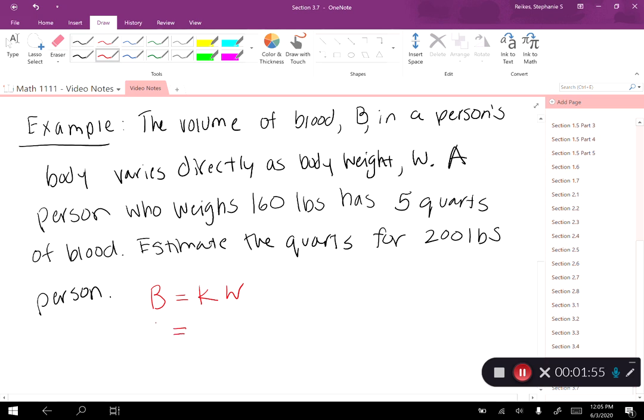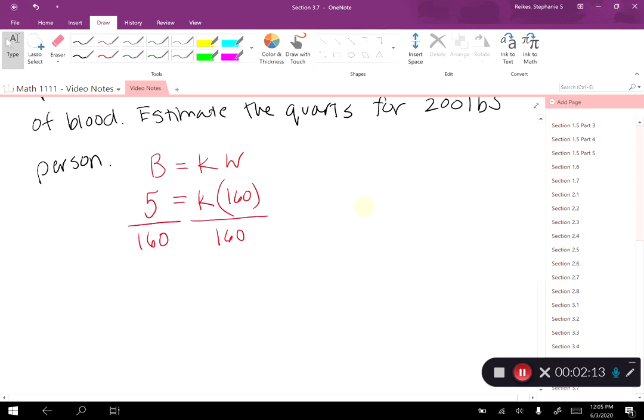So plugging in our values, 5 for blood and 160 for the weight W. And right now we're missing K, our constant. So that is what we're going to solve for first. Divide both sides by 160. I didn't pick out the nicest number, so we may have to cheat a bit with the calculator on this problem. And K is roughly 0.03125.